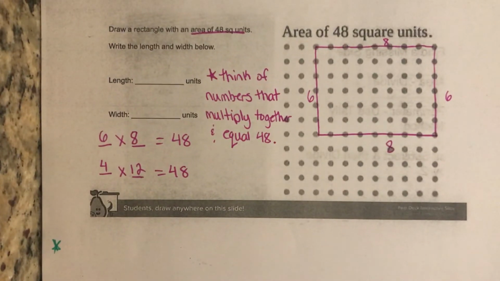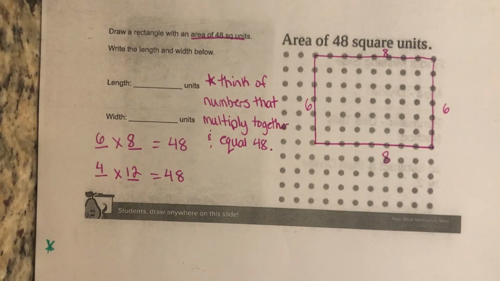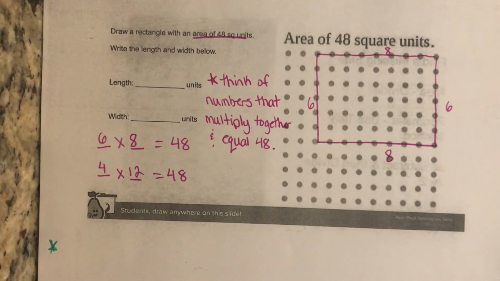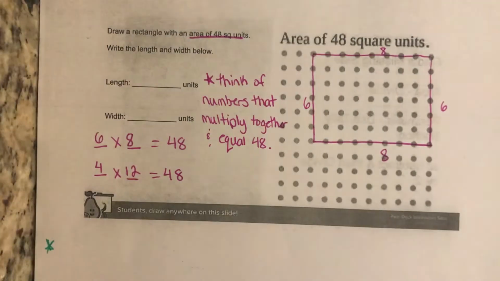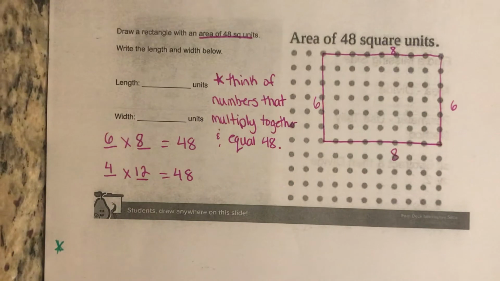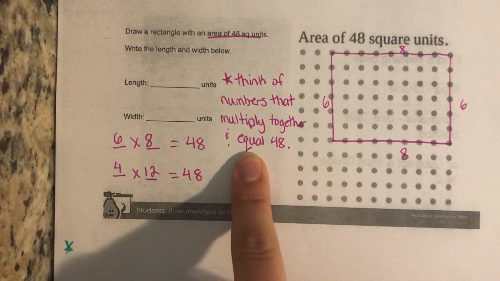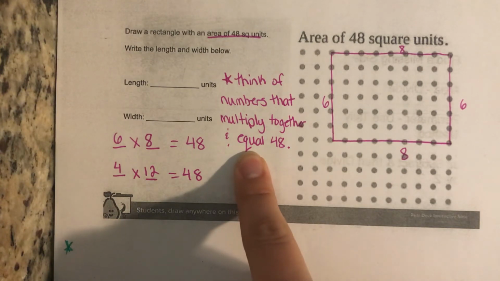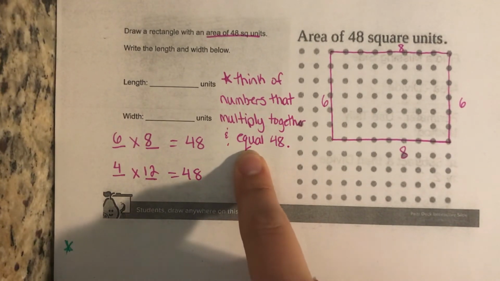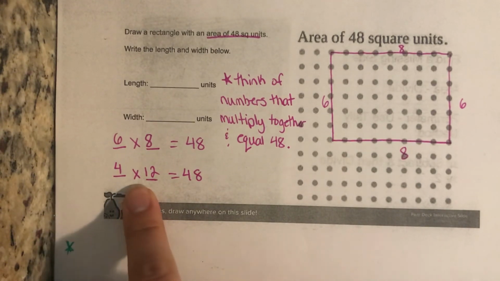In the first example problem, they give you the area, which is 48 square units. And it's up to you to determine the length and the width of the rectangle that could have an area of 48 square units. So you want to ask yourself, what numbers could multiply together and equal 48? Two that they should know using their multiplication fact knowledge are 6 times 8 or 4 times 12.